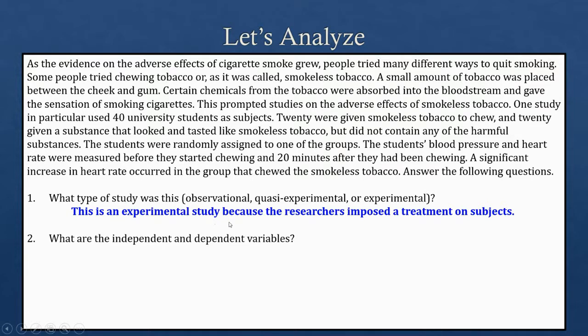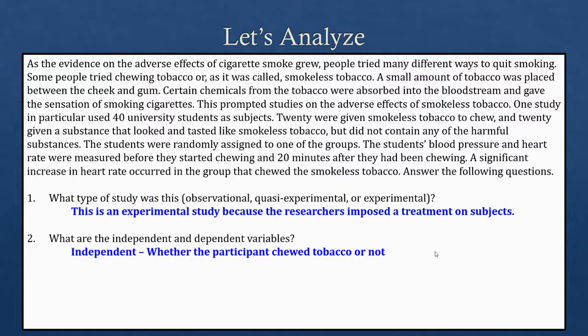Next up, what are the independent and dependent variables? So remember, independent is the variable being manipulated somehow. Dependent are the results we're going to compare at the end. So in this case, our independent variable is whether the participant chewed tobacco or not. So that's what we manipulated as researchers at the beginning.